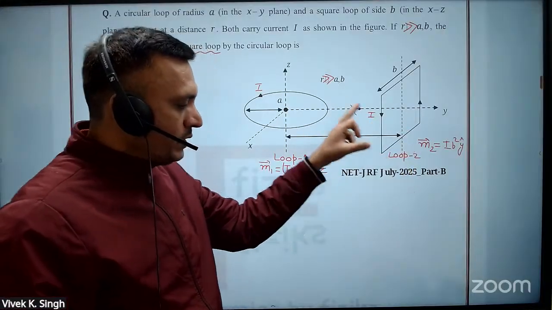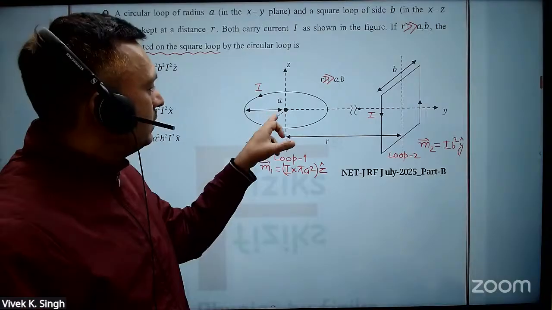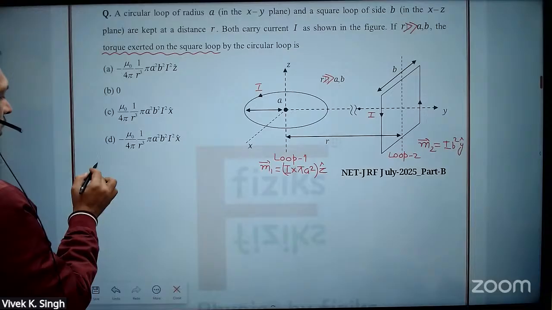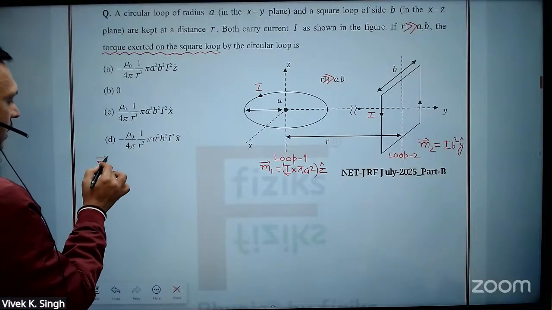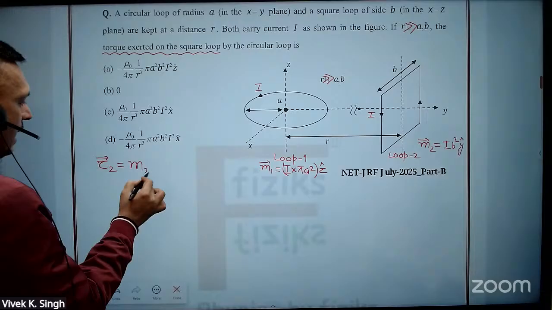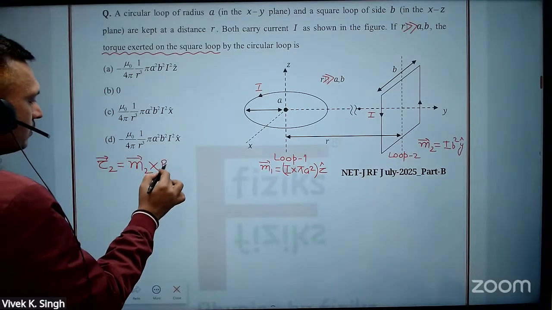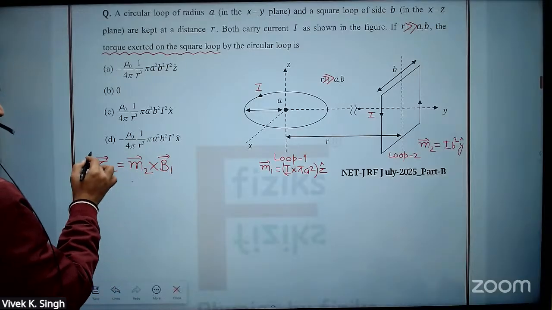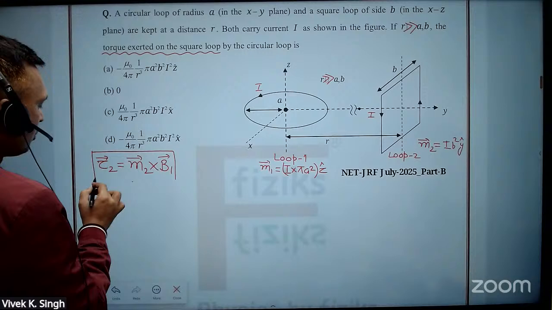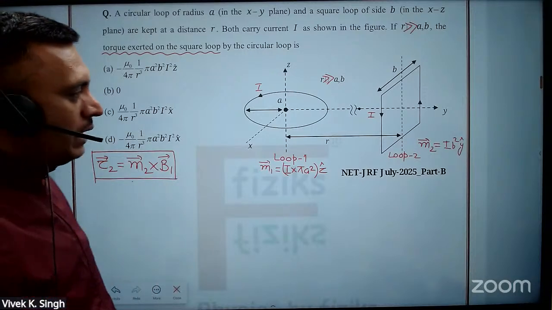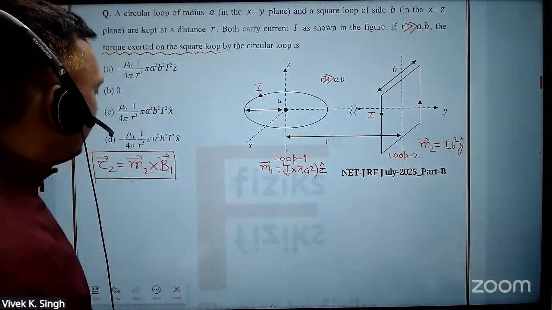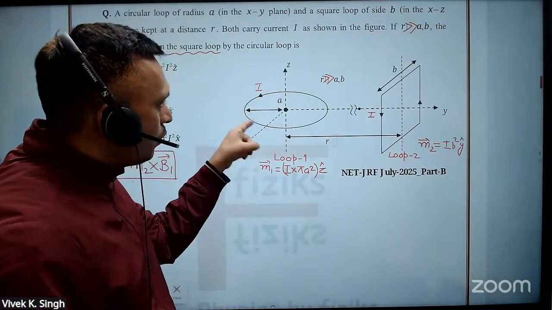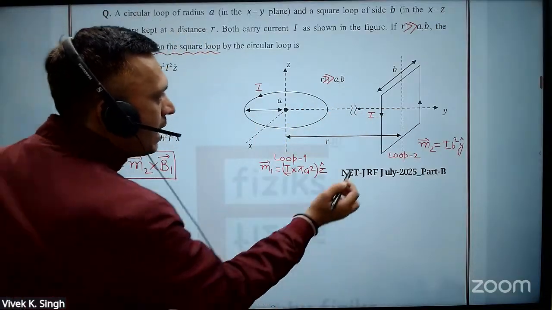So this loop 2 is in the external magnetic field of this loop. So what will be the torque? The torque on dipole 2 is given by M2 cross B1. You know that whenever a dipole is placed in an external field, it will experience a torque. So this torque we have to calculate. We know M2, now we have to find B1. B1 is the magnetic field due to the circular loop at this point, at r distance away.